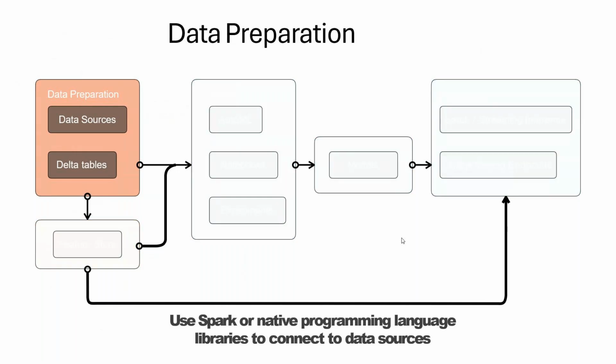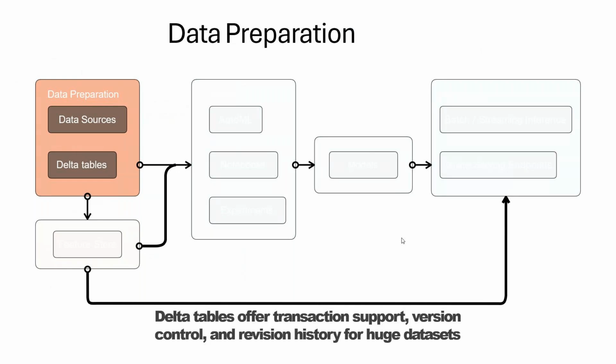As part of the data preparation, for data sources and Delta tables, you use Spark or native programming language libraries to connect to data sources. There are again plenty of data sources, and some inbuilt data sources you can use, like Spark and others. Delta tables offer transaction support, version control, and revision history for huge data sets. That way you can version each data set which you are trying to experiment with the models on.